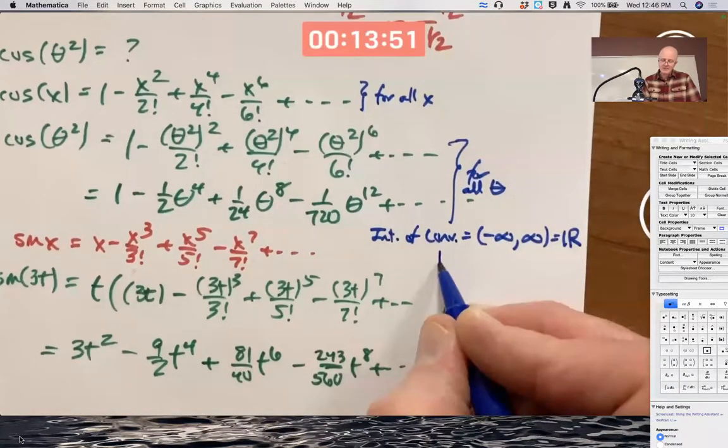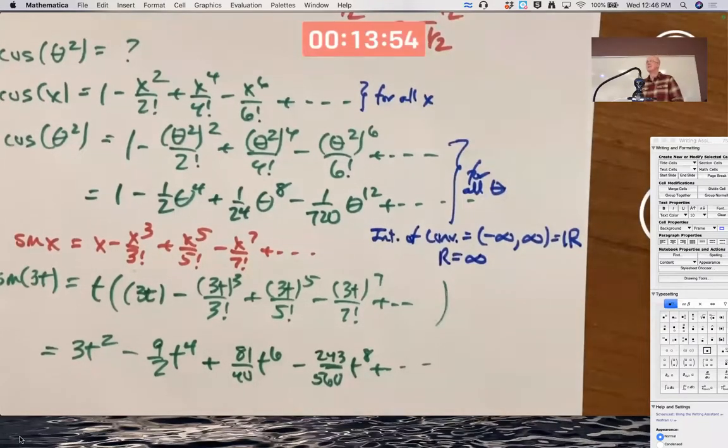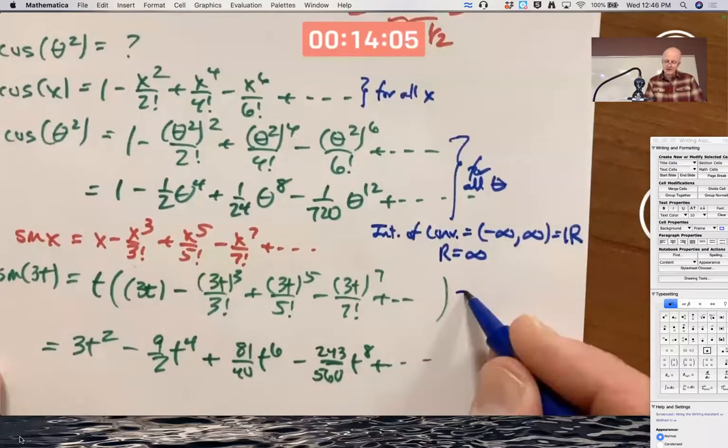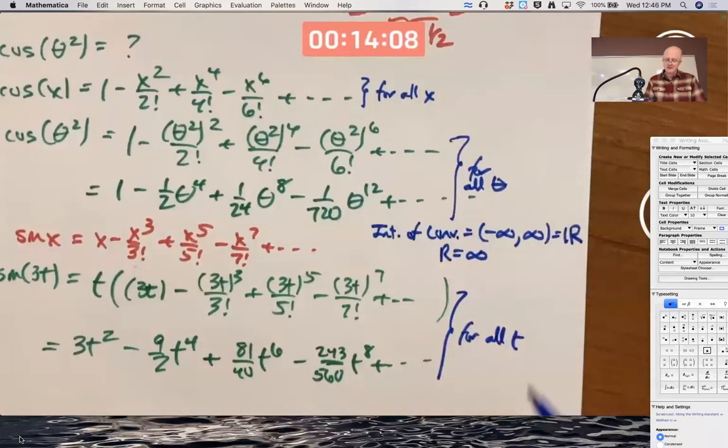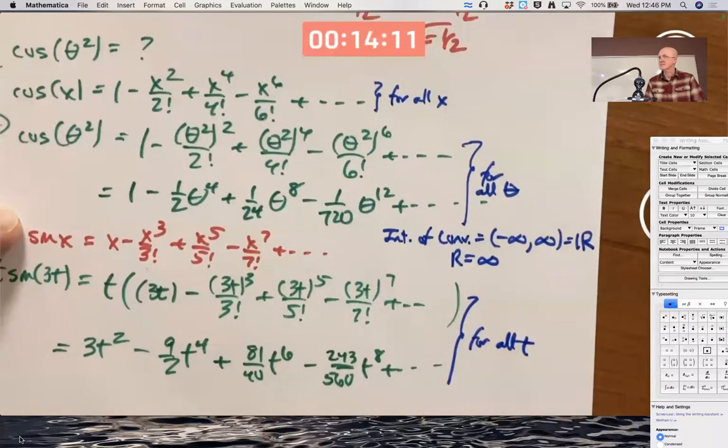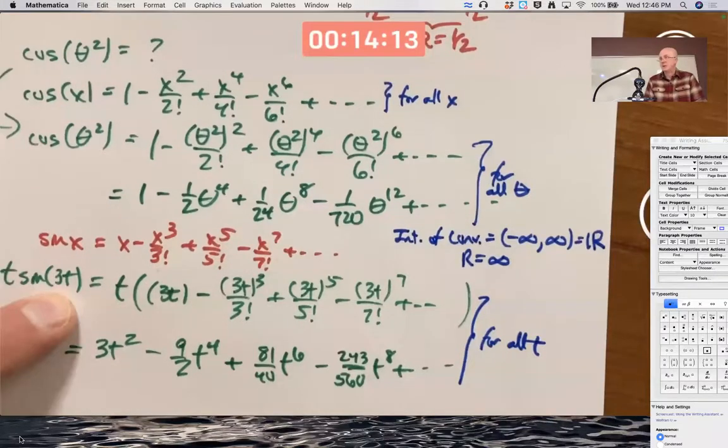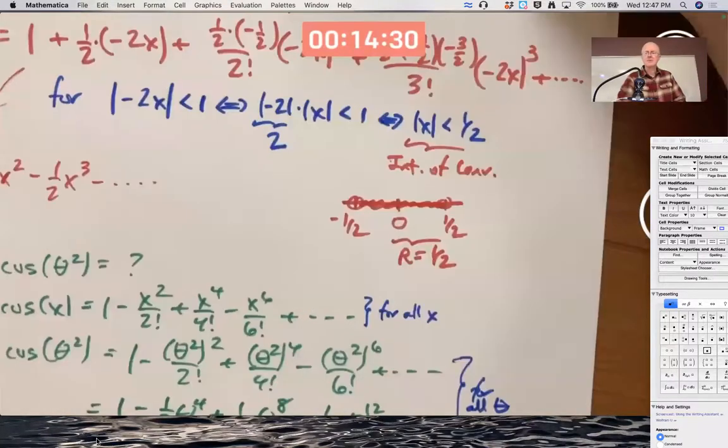You could also say the radius of convergence is infinity. When I write those things, I'm not saying infinity is a number. It's just shorthand notation to say it converges for all x. That's true as well for this problem. This is true for all t, because that equation is true for all x. If x is an arbitrary real number, then effectively 3t is an arbitrary real number. So t itself is an arbitrary real number. That makes sense? 3t can be thought of as arbitrary. It doesn't matter what it is, and therefore it doesn't matter what t is. Now let's go ahead and check that one too.